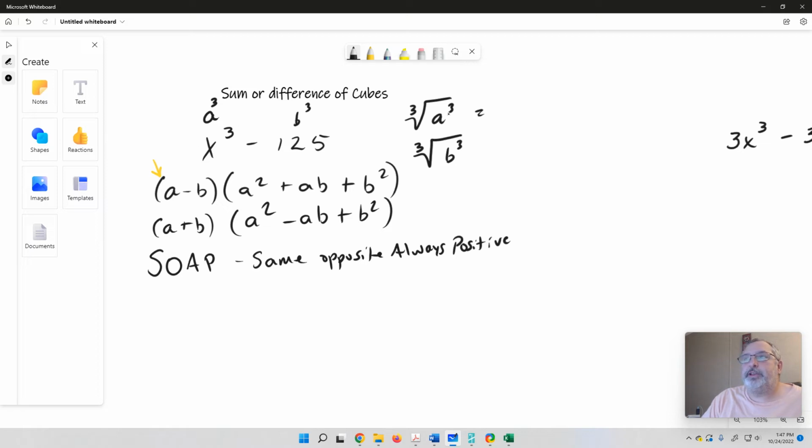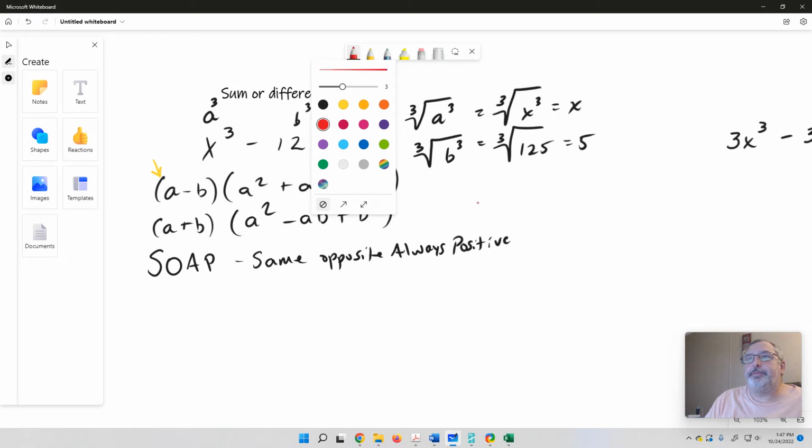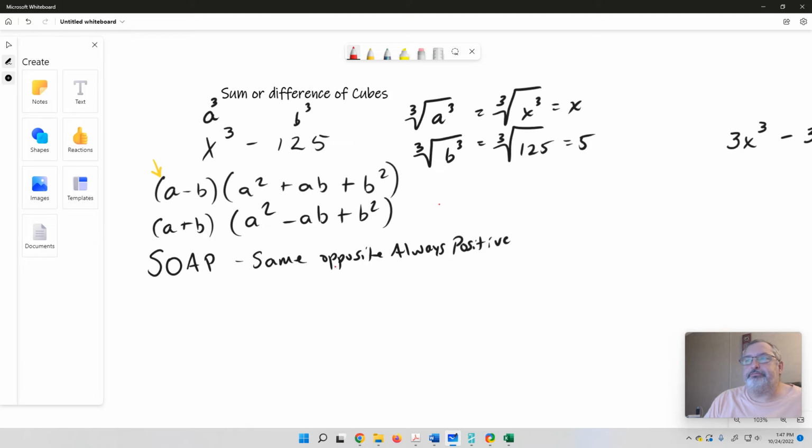So for this first one, the cube root of x cubed is x. And then the cube root of 125 is 5. So those are my two A and B, my cube roots. And now I'm just going to use my pattern to fill it in, and that's going to be my final answer. So these are real simple. So A minus B. So here I have x minus 5.